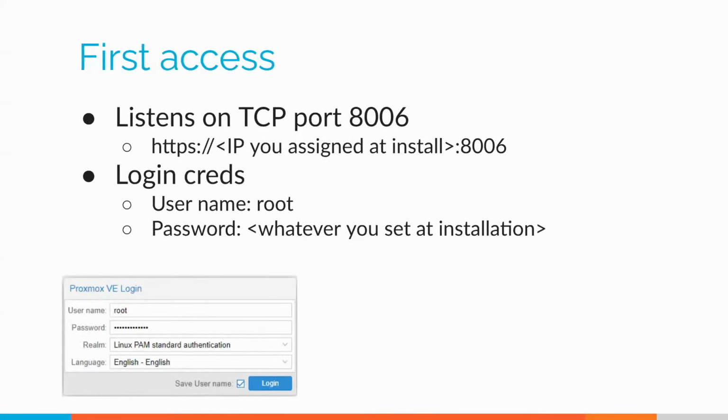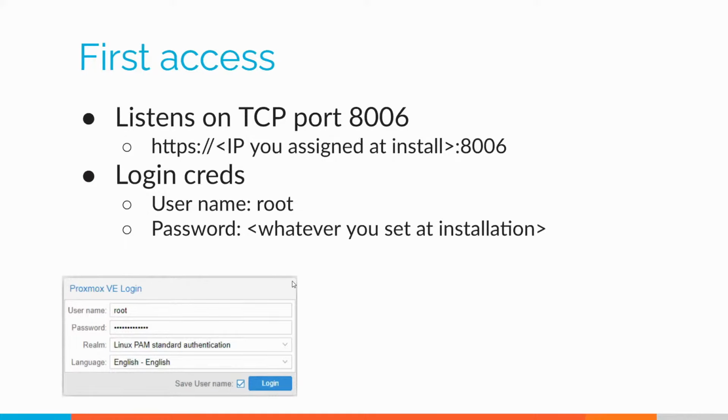Once that's done, open up your browser, HTTPS to whatever IP address you assign to this thing. It listens on port 8006. You're going to get a login screen. The login is always root. The password is going to be whatever you define during the setup. So don't forget what you assigned. And boom, you're off to the races from there.